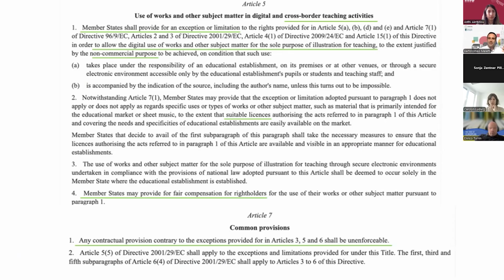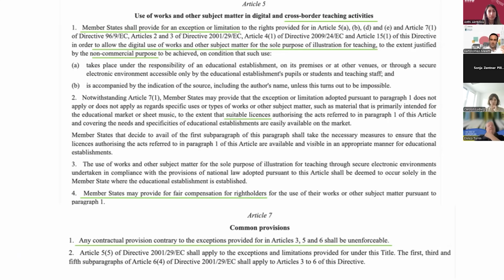And you can do that for the purpose of illustration for teaching, to the extent justified by the non-commercial purpose, so that only allows non-commercial teaching activities. And also it only applies if suitable licenses don't exist. So again, that can change from country to country. If there is an educational license that covers that kind of use, then that takes priority. And also member states can decide to provide for fair compensation mechanisms.